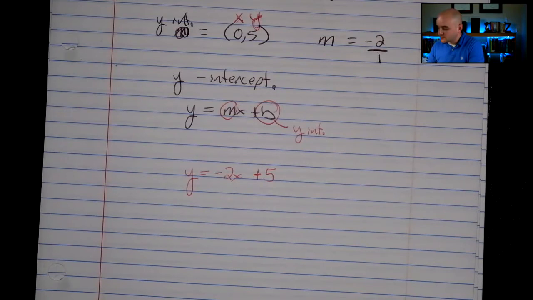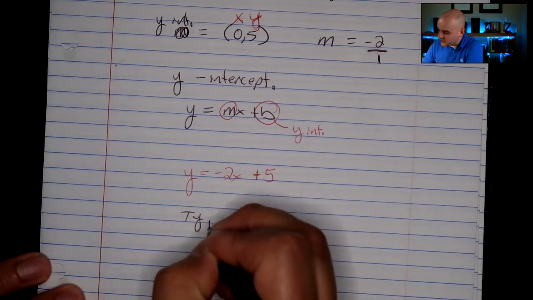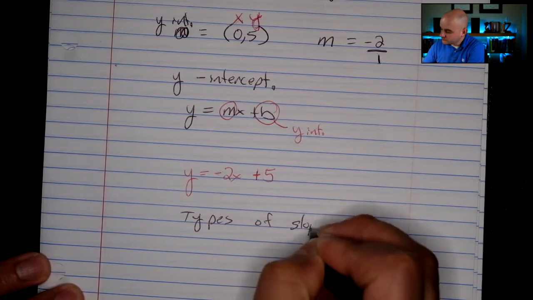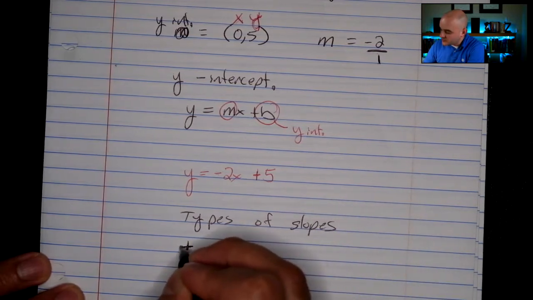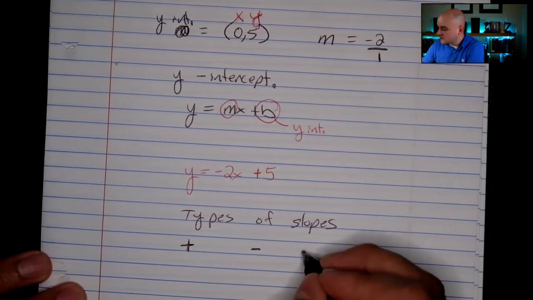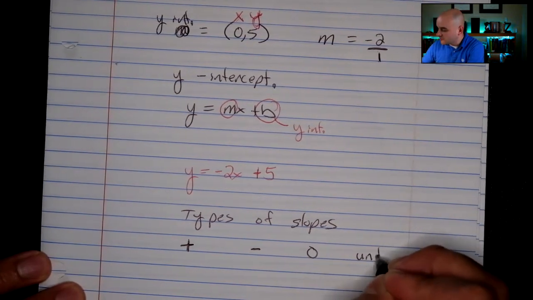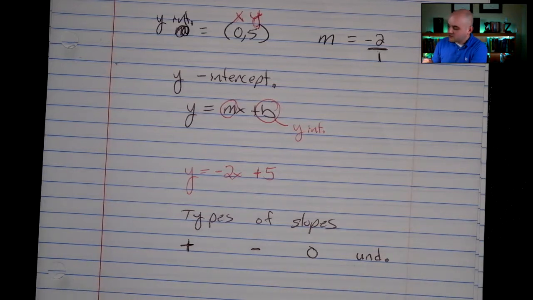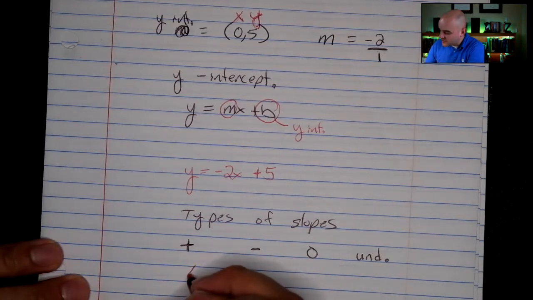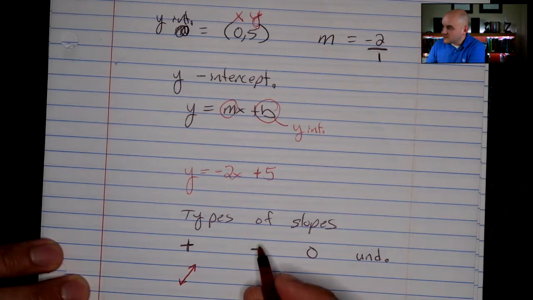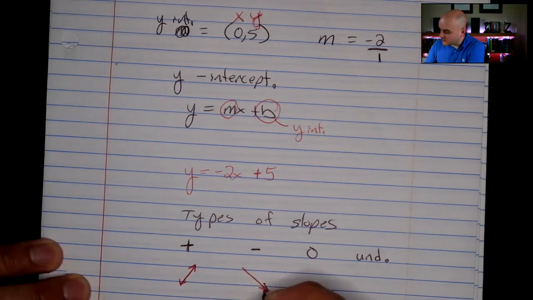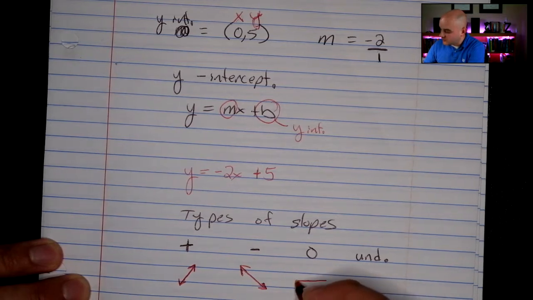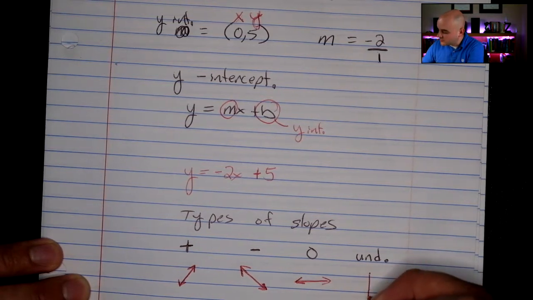Remember, as we're talking about slopes, let's write this out as types of slopes. You can have positive slopes, you can have negative slopes, you can have a slope of 0, and then you can have an undefined slope. So as we look at these graphically, if your slope is positive, it should be going uphill left to right. If it's negative, it should be going downhill left to right. If it's 0, it should be a flat line, horizontal, parallel to the x-axis. And if it's undefined, it should be going straight up and down.